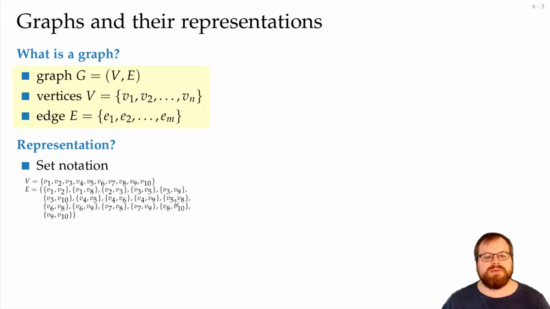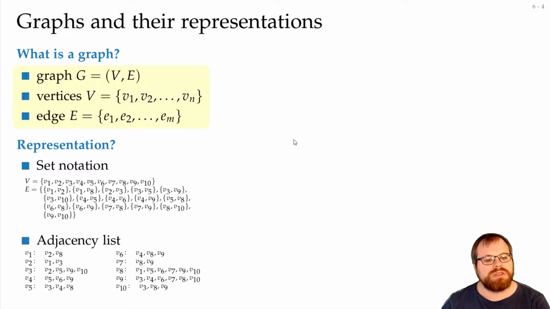But this is not very helpful. If I just look at this, then I cannot really make out a lot of this graph and what structure it has. What's a bit more useful is the adjacency list representation. So we list all our vertices, and for each vertex, now we have a list that contains all its neighbors. So here we have an edge between V1 and V2 and an edge between V1 and V8. So for V1 we list V2 and V8 in the adjacency list.